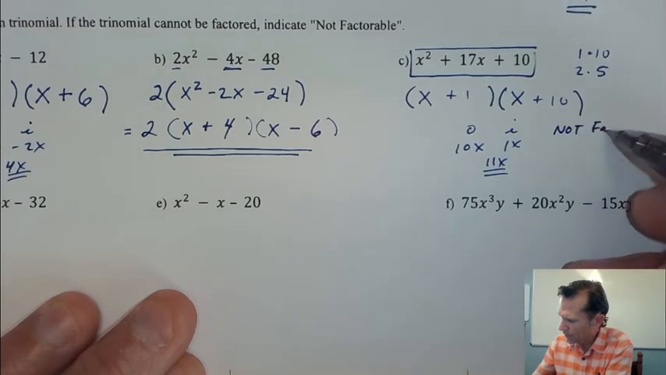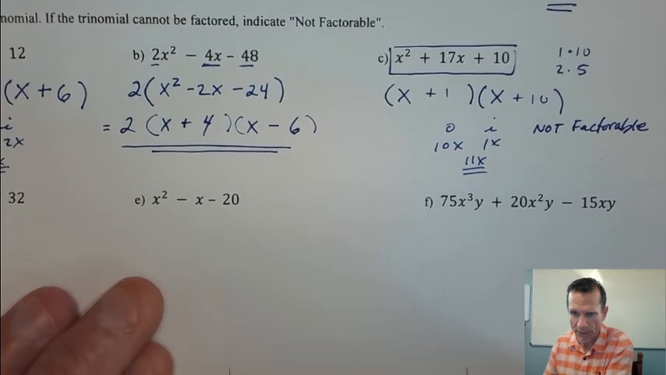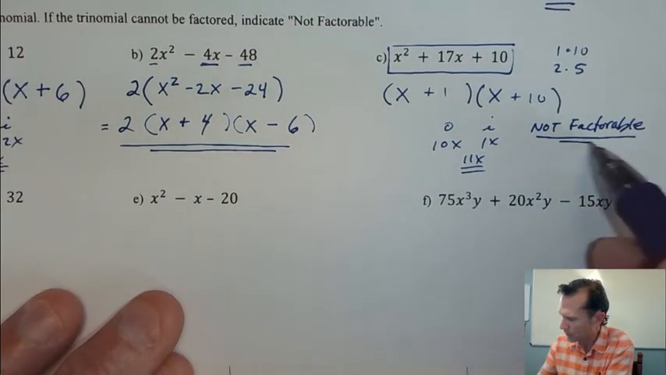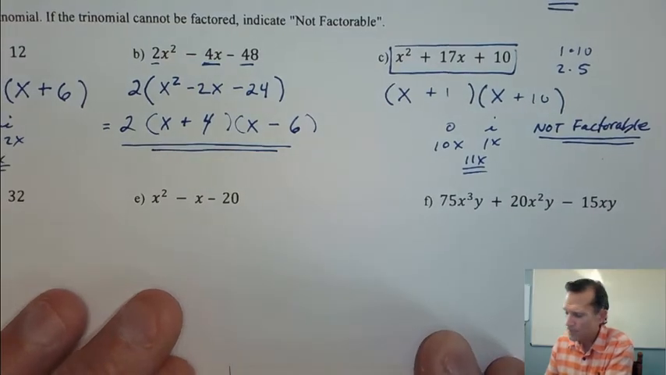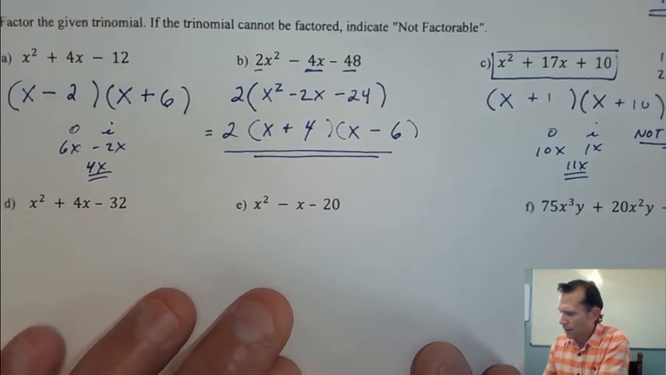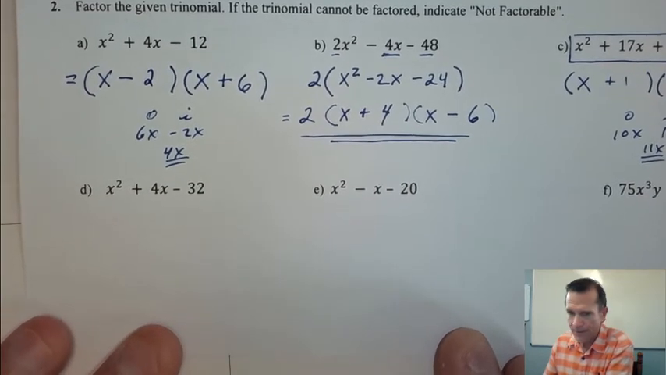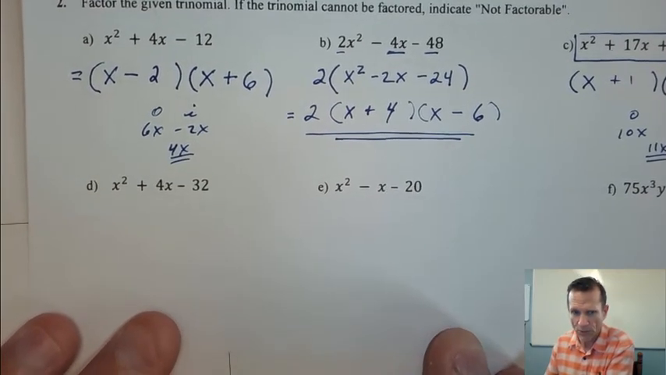Now, there might be a way to factor it with imaginary numbers, but right now we'll say it's not factorable. That's the choice they give us in the Hawk system. All right, taking a look at D here, and we'll whip through these last three a little quicker.